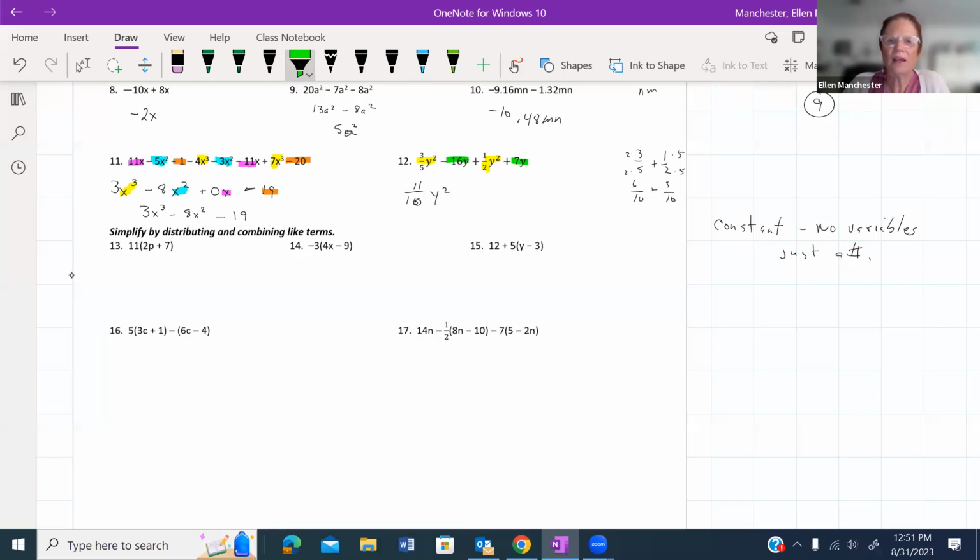And then we have negative 16y and 7y. So we have a negative 9y. Okay. Any questions on combining like terms?